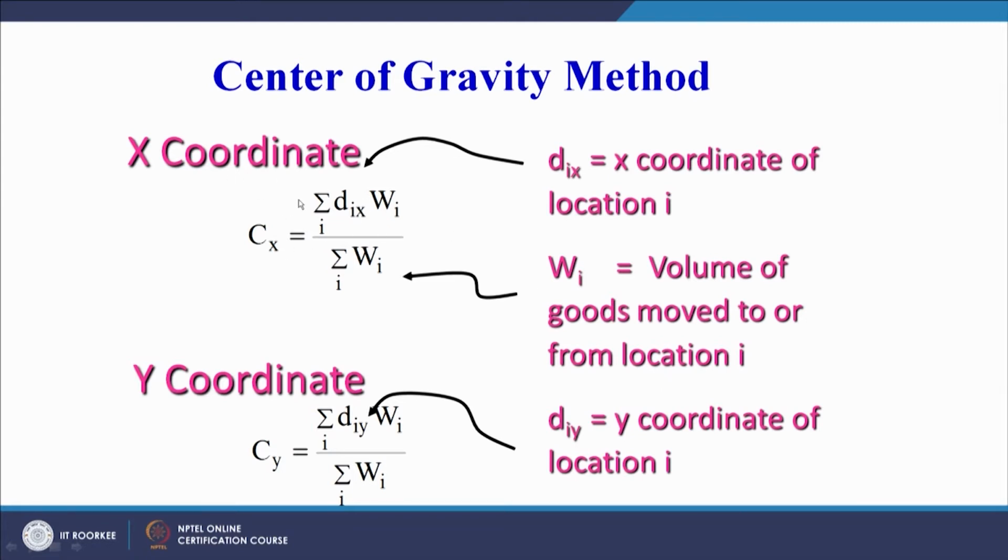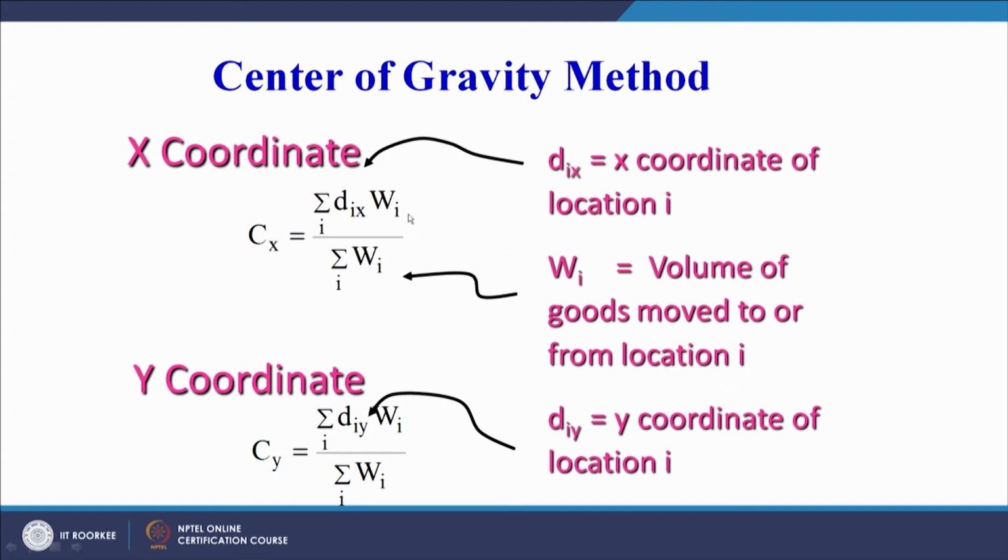So, x coordinate for our facility will be calculated as Cx and y coordinate as Cy. Now, Cx how we will calculate? As we know, what are the two inputs required here? The two inputs required here are the x and y coordinates of the destinations. So, Dix here is the x coordinate of location I, and Wi is the volume of goods moved to or from location I. So, this is the first thing.